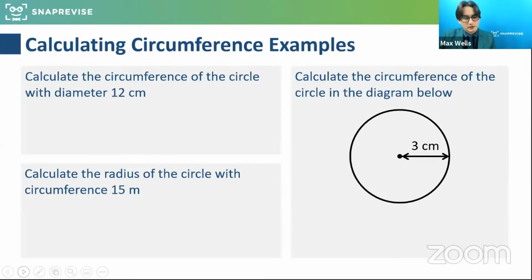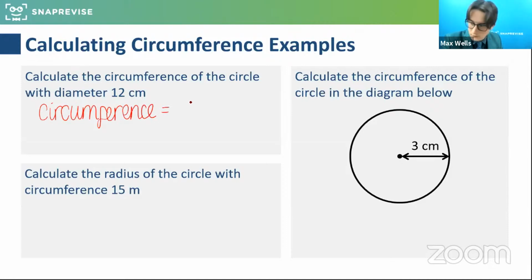So now it says, calculate the circumference of the circle with diameter 12. So you could do, what's the radius? And then I'll times it by 2 and times it by pi. But remember, the circumference is literally just the pi value times the diameter. So all we have to do here is the circumference equals pi times 12, pi times the diameter, so you could write it as 12 pi.